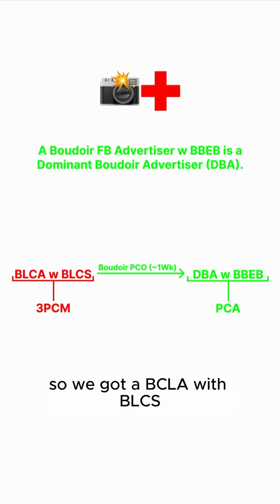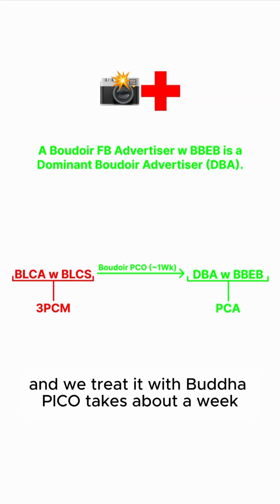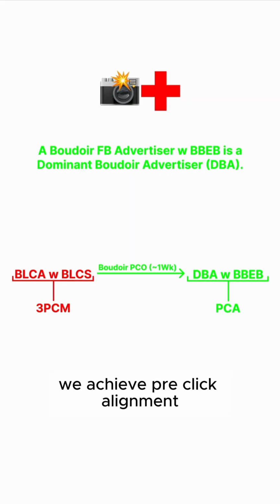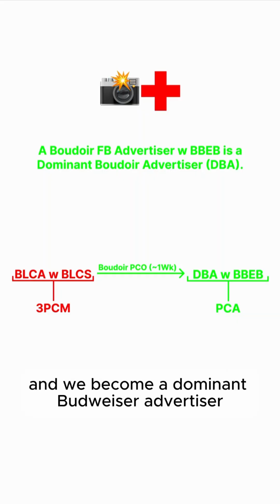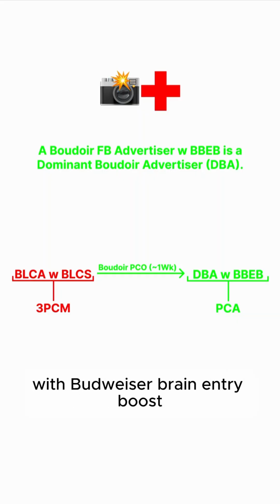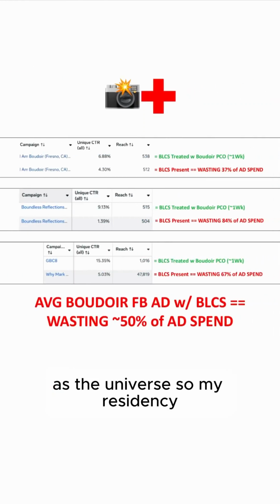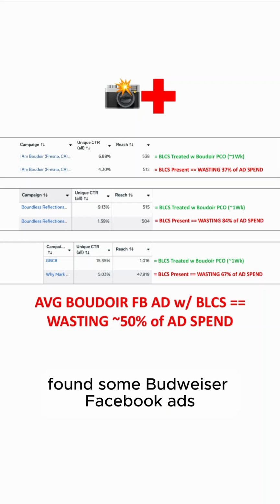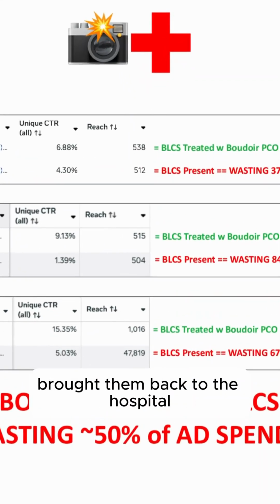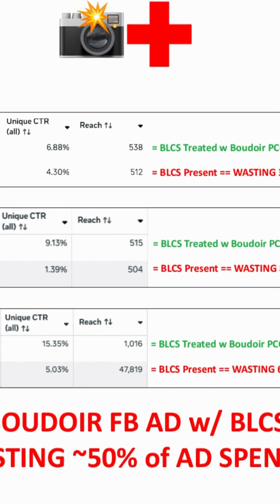So we've got a BLCA with BLCS caused by the 3 pre-click mistakes, and we treat it with boudoir PICO, which takes about a week. We achieve pre-click alignment, and we become a dominant boudoir advertiser with boudoir brain entry boost. That's the universe. So in my residency, I went in, found some boudoir Facebook ads, brought them back to the hospital, tested them, patched them up.